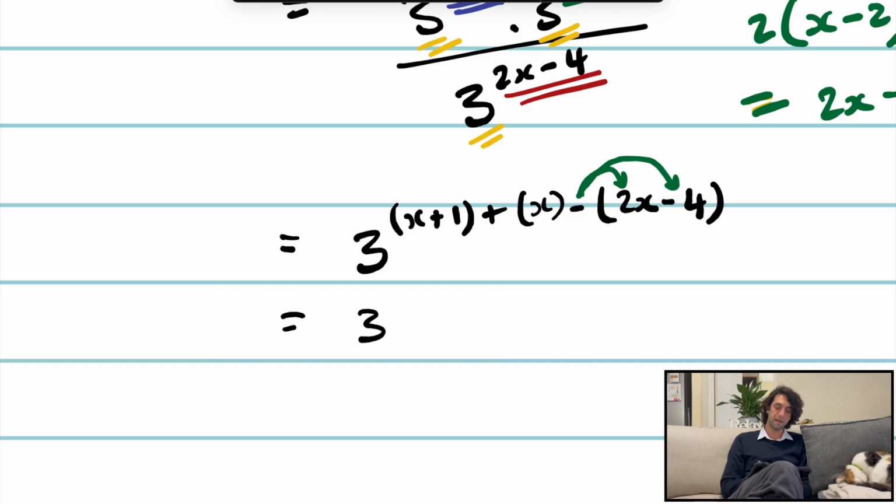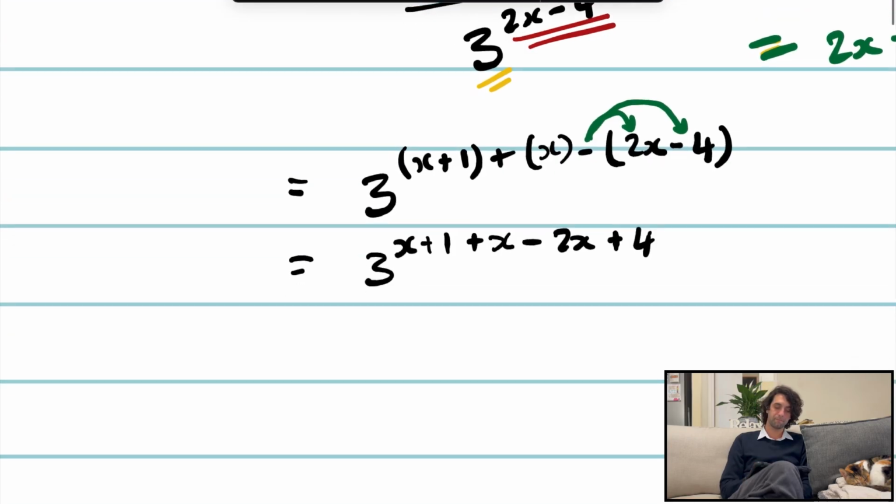So what does that become? That becomes 3 to the power of x plus 1 plus x minus 2x plus 4. Okay? Now we're going to look for our like terms. We have an x and a negative 2x. Notice how those are all going to cancel out. This is usually always the case. All right, my other like terms are going to be a negative 1 and a positive 4.